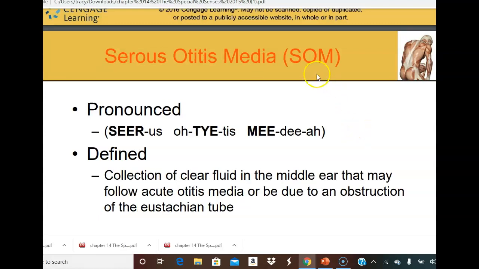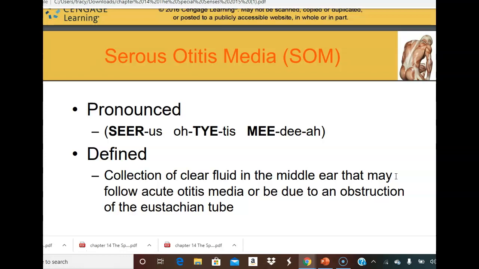Then we have something called serous otitis media, which is acronym SOM, as opposed to AOM, which is acute otitis media. This is where fluid gets tucked behind the eardrum. It isn't necessarily infected, it's just serous. This can happen with people that have allergies. We'll see serous otitis media where people will come in and you'll see what's called an air fluid level when you look behind the eardrum.